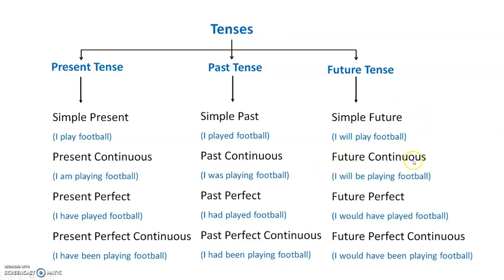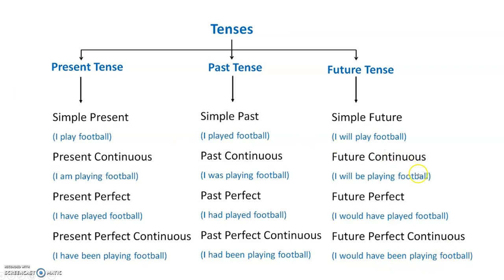Then future continuous: I will be playing football. Here you're putting "be" in the continuous. Future perfect, action is over: I would have played. Now here you have three words coming. Remember, in future tense, three words come, like "will be playing", and "would have played". Then future perfect continuous, that will be: I would have been playing football.